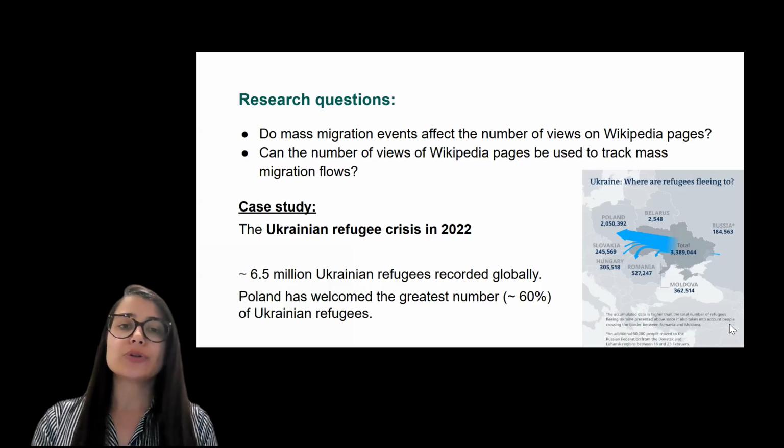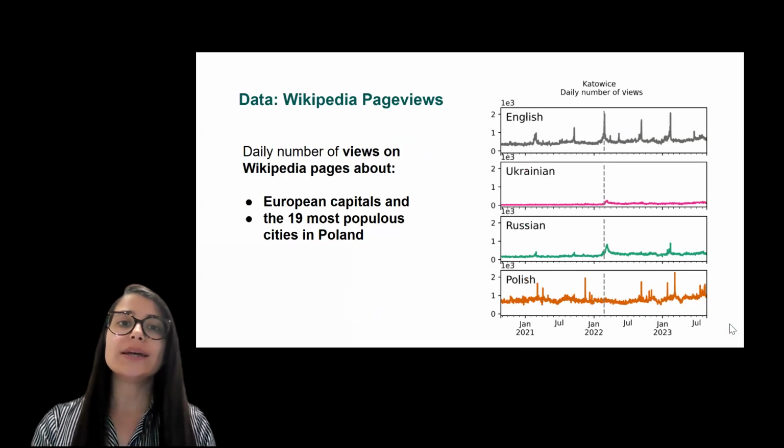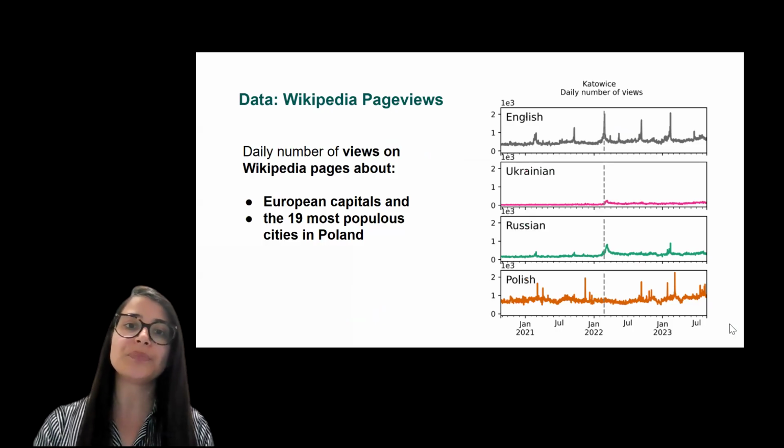As a case study, we focus on the Ukrainian refugee crisis in 2022, in which more than 6 million Ukrainian refugees were recorded globally, and most of them, around 60%, went to Poland. We collected the daily number of views for the Wikipedia pages dedicated to European capitals and most populous cities in Poland across different languages. On the right side, you can see the daily number of views on the Wikipedia page about Katowice, one city in Poland used as an example, in 4 different languages: English, Ukrainian, Russian, and Polish.